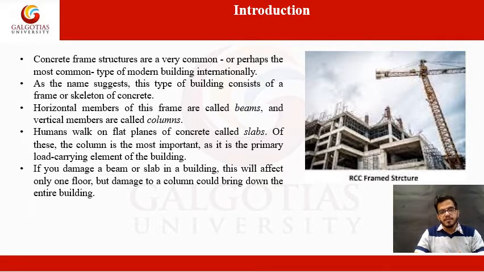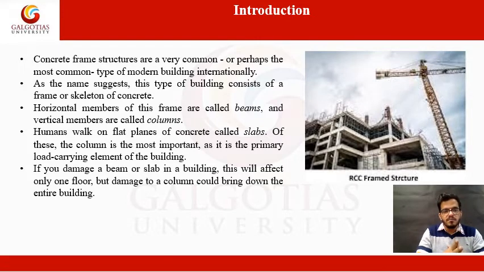As the name suggests, this type of building consists of a frame or skeleton of concrete. Horizontal members of this frame are called beams, and the vertical members are called columns. So the frame is constructed using these two types of frame components, the beams and the columns. Humans walk on the flat plane of concrete called slabs.